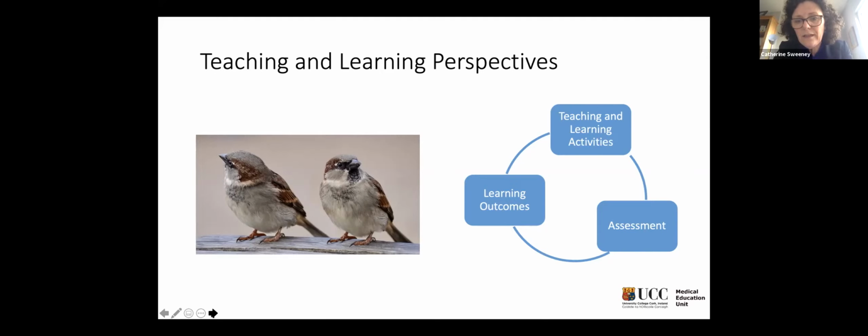But by constructively aligning something, you develop this kind of cycle, and it doesn't matter which way you go around it. You can start with the assessment, go back to teaching and learning activities, and the learning outcomes will flow from that, or vice versa. You can start as a teacher with the learning outcomes, move to the teaching and learning activities, move to the assessment, and it allows a coherence between the student's view and the teacher's view. I hope that makes sense to you.